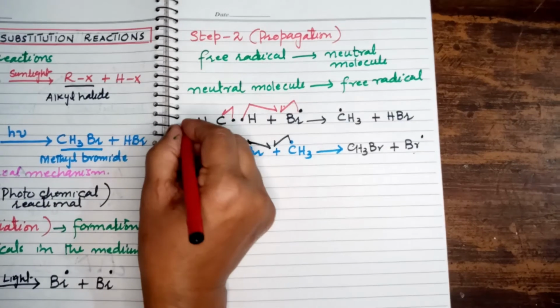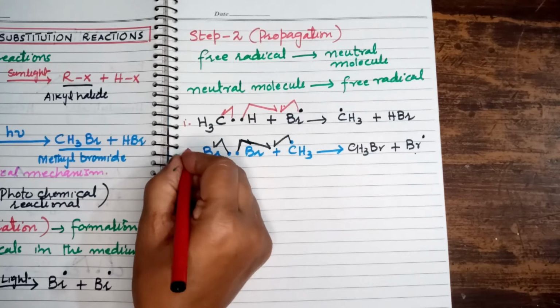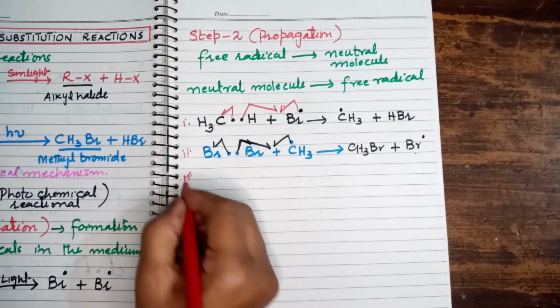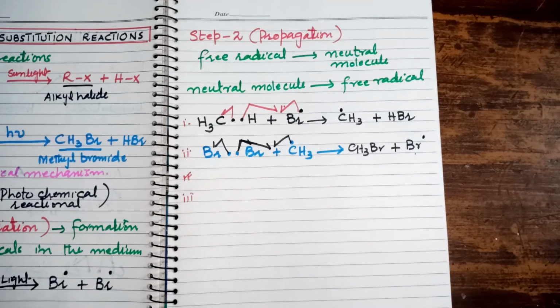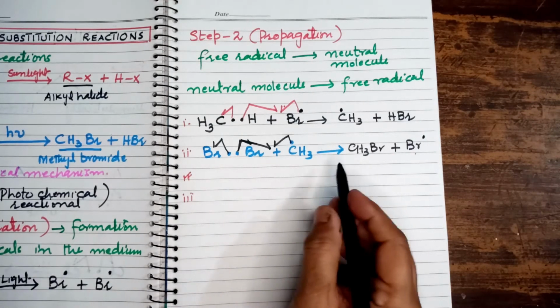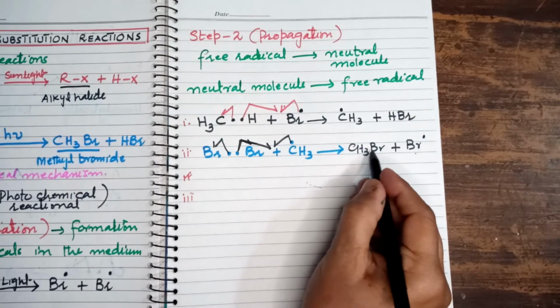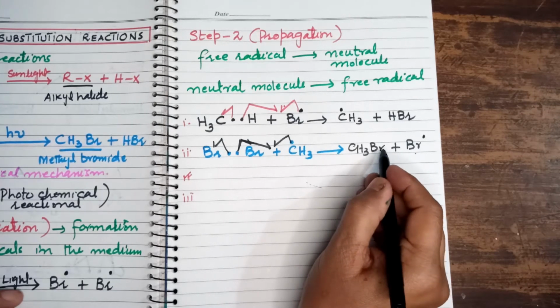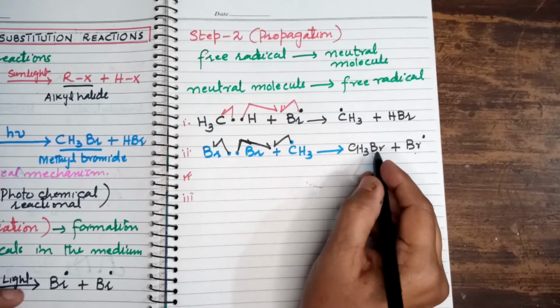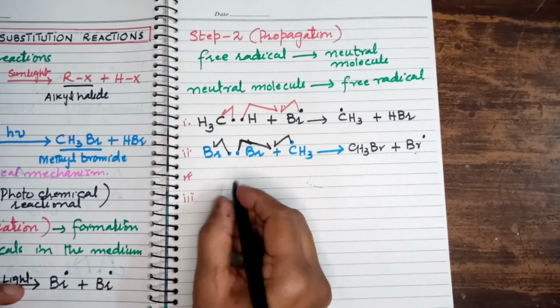This is step 1, substance 2, then step number 3. In the third step, here students, we have methyl bromide, right? Now still 3 hydrogen are present. One by one, all the 3 hydrogen get replaced with bromine atom through free radical mechanism. So let's see how this reaction takes place.